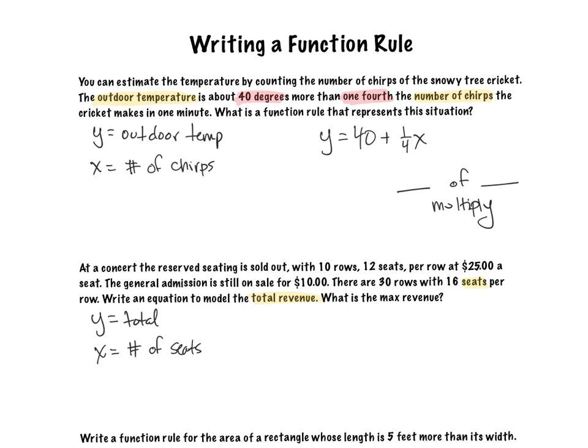Thanks, Jacob. Right? It's sold out. Those seats are sold. I have that money. So that's going to be my kind of constant. So how can I figure out how much money I made off of 10 rows with 12 seats at $25 a seat? I need to know first what?